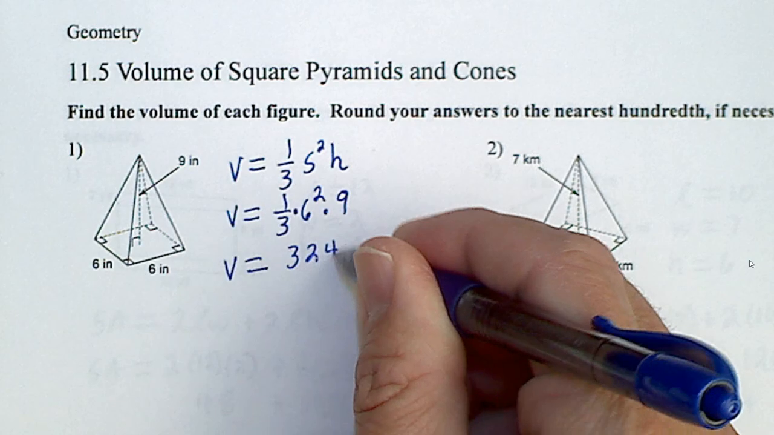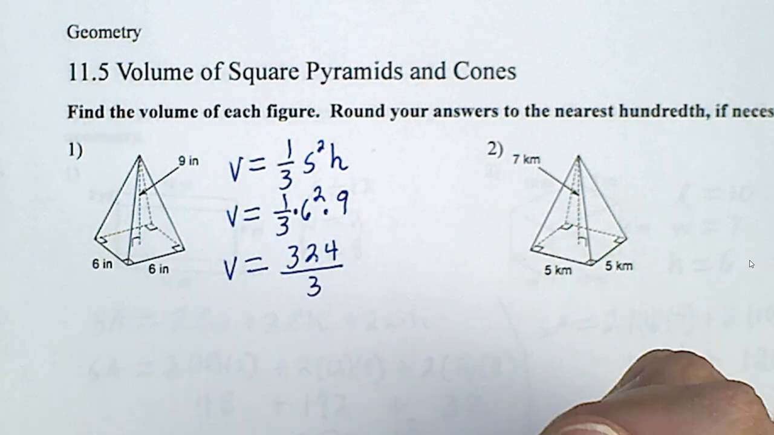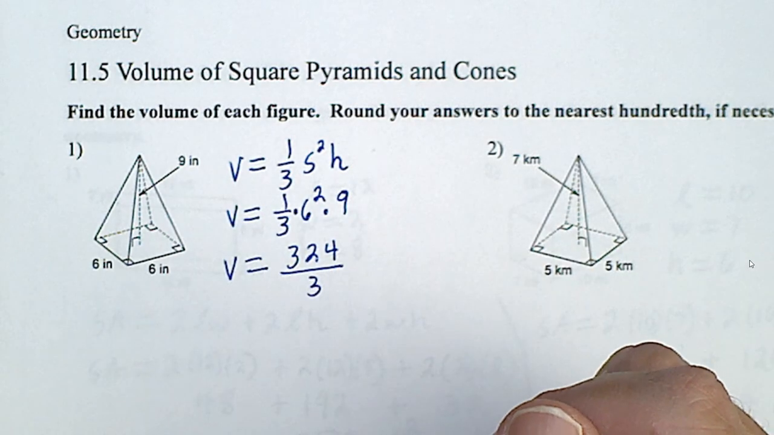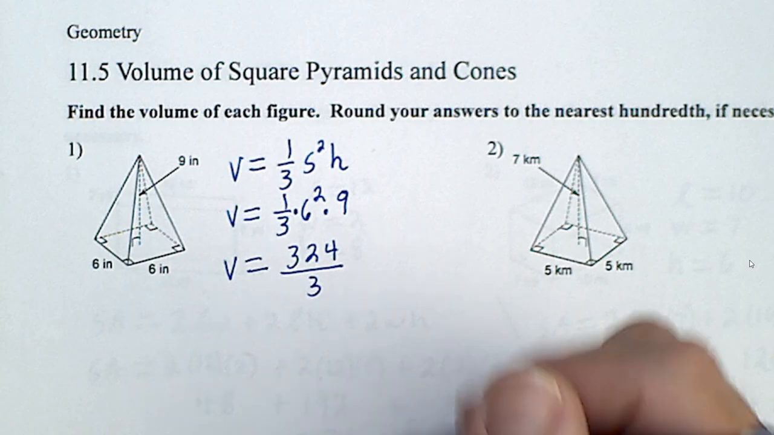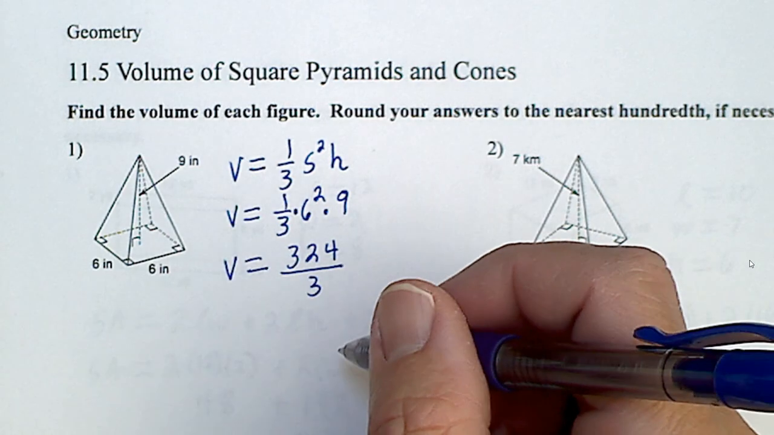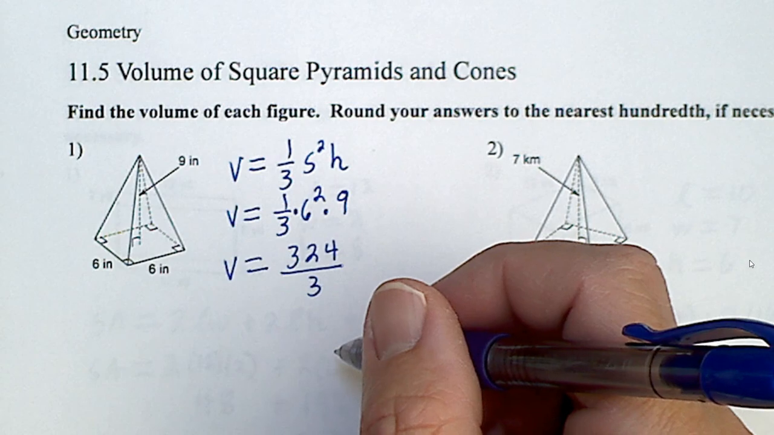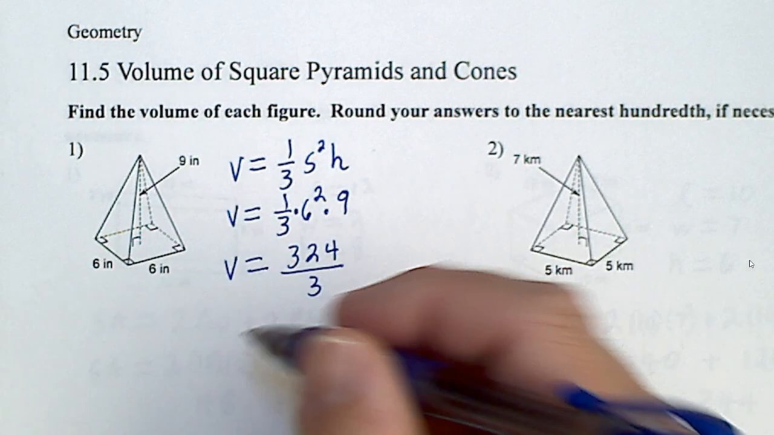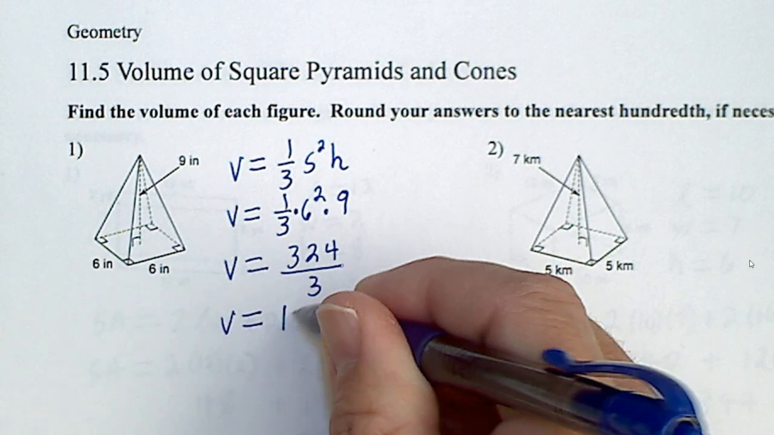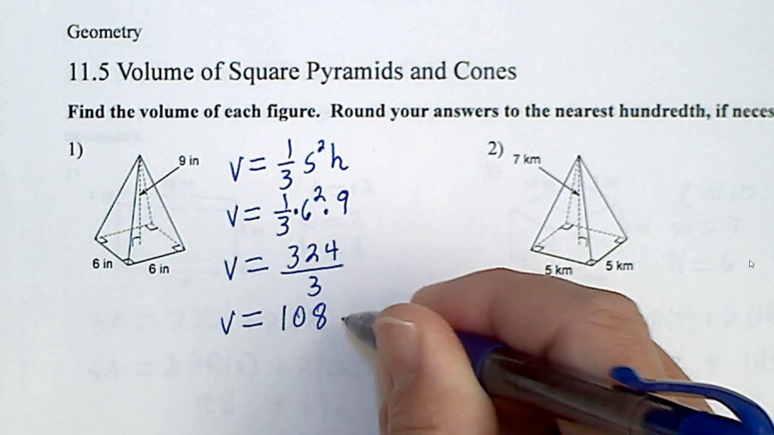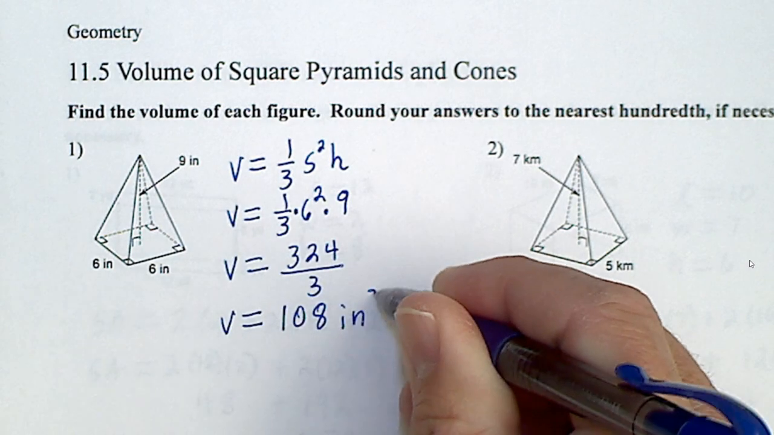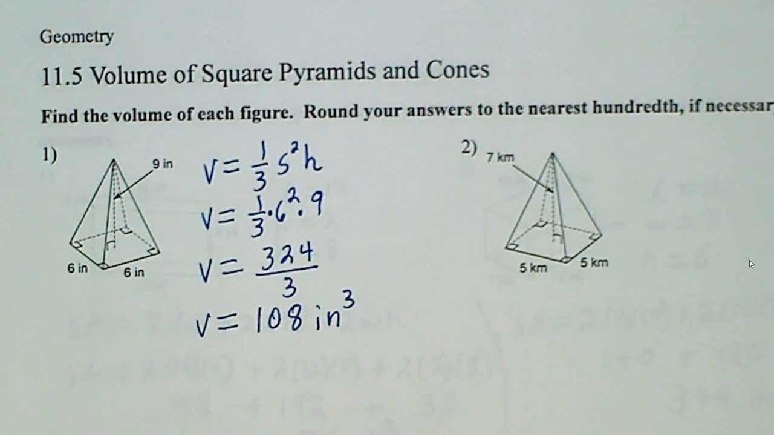324 thirds, because I haven't multiplied by 1/3 yet, which is the same thing, by the way, as dividing by 3. If I take 324 and divide by 3, it does divide out evenly, so I get 108. And again, volume, so make sure you give it in cubic units, so in this case it's in cubic inches.